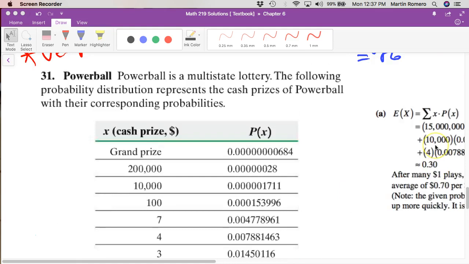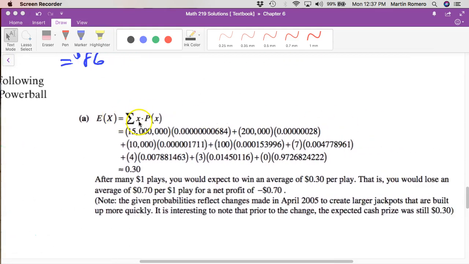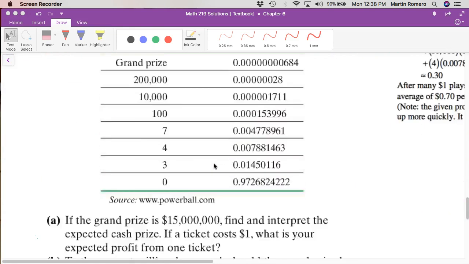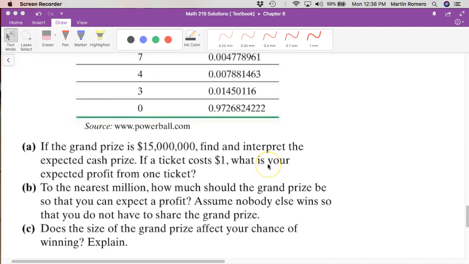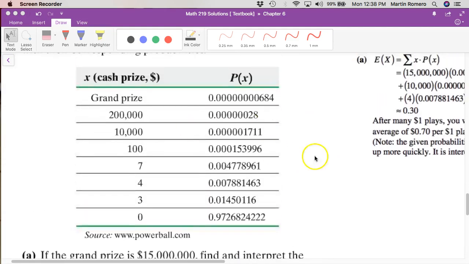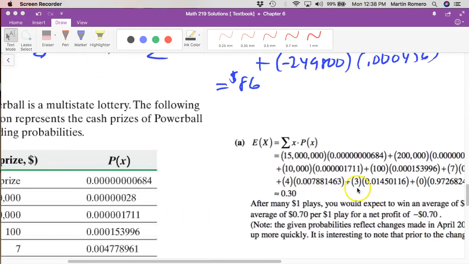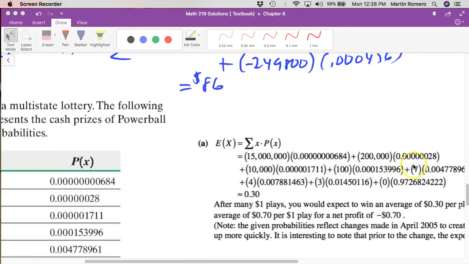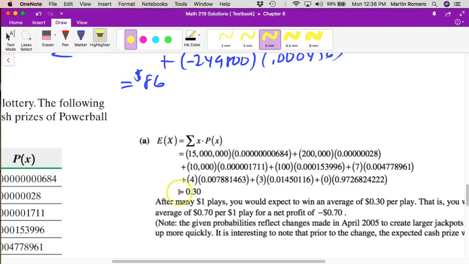In this case, because there's a lot of writing, I'm just going to show it to you over here. We calculate the expected value if a ticket costs $1. We just take this information, and notice I put in 15 million for the grand prize, and then you just multiply it out. And when you multiply all that out, you get an expected value of 30 cents right here.